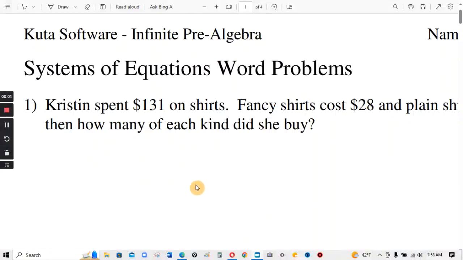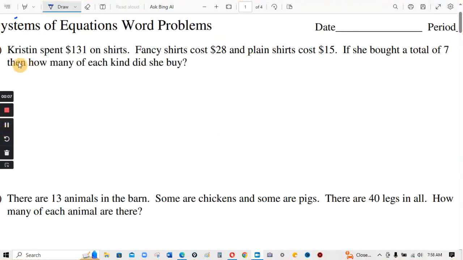This will be for the Kuta Software worksheet, Systems of Equations Word Problems. Number 1: Kristen spent $131 on shirts. Fancy shirts cost $28 and plain shirts cost $15. If she bought a total of 7, then how many of each kind did she buy?